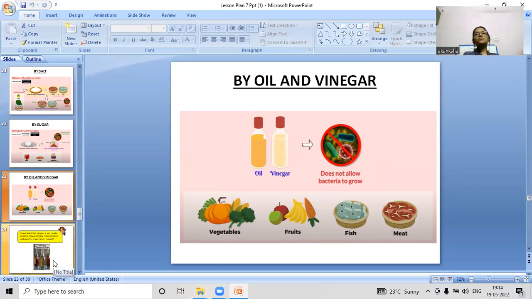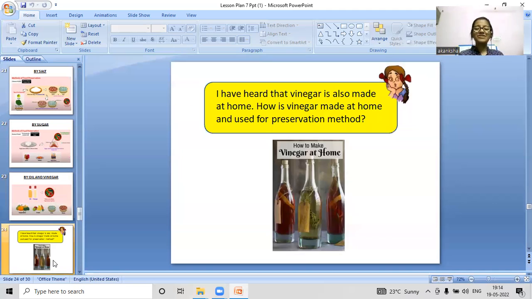So now coming to our third topic, the curiosity question is there. Paheli again has a question for you. Paheli's question is, I have heard that vinegar is also made at home. How is vinegar made at home and used for preservation? So for this, you have to find out the answer on your own. You have to ask your mother how vinegar is made at home, right? And then write the answer in your notebooks, and we will discuss it tomorrow.